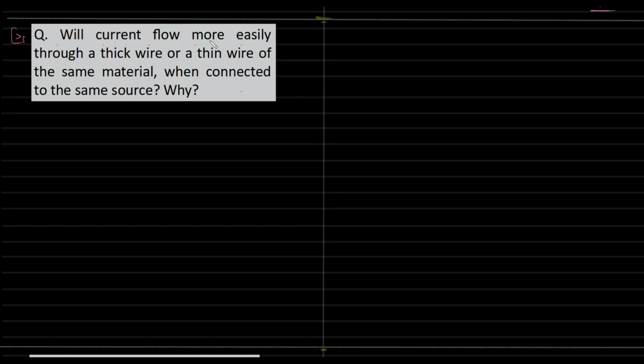Will current flow more easily through a thick wire or a thin wire of the same material when connected to the same source? Why?